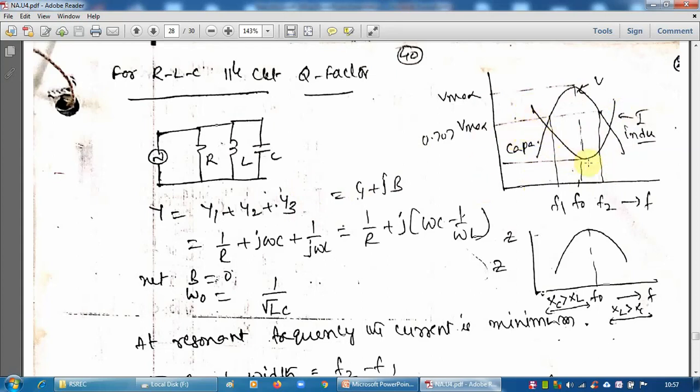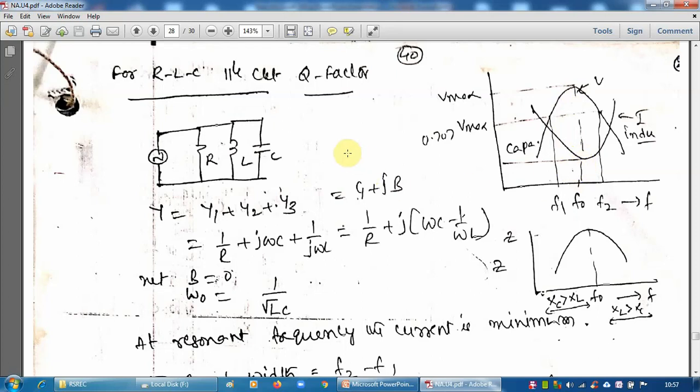Now, if this is the current response, what we can observe is that the current is minimum at the resonant frequency. Whereas for a series circuit, the current is maximum at the resonance frequency. Here for the series anti-resonant circuit or parallel circuit, the current is minimum at the resonance frequency. This is the point of resonance.